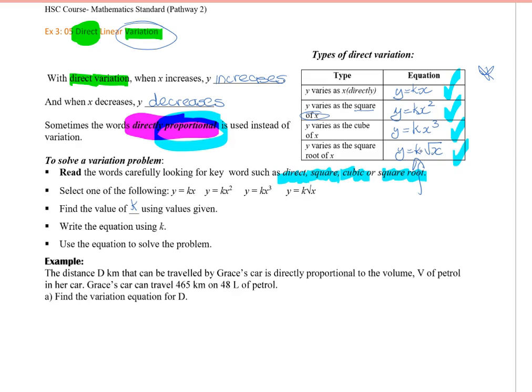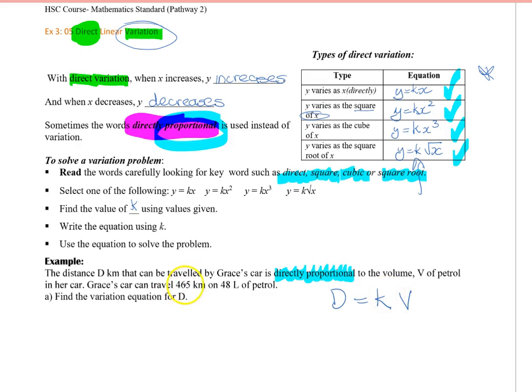Let's have a look at this example. It says the distance d that can be travelled by Grace's car is directly proportional to the volume. So they're not using x and y, they're saying that d is directly proportional. So I can start off d equals k times the volume, V. Now, it's not the volume squared or the square root of the volume or any of that. It's just d equals kV.